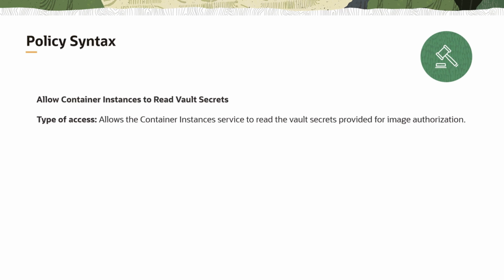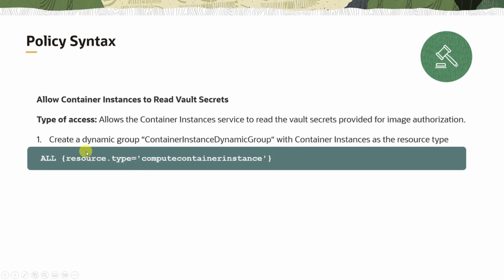In this case, we need to set up appropriate access policies. Firstly, you'll have to create a dynamic group encompassing all the container instances which are requiring read permission. So in this case, we have specified the rule as all resource.type and provided the name compute container instance. And the name of the dynamic group is container instance dynamic group.